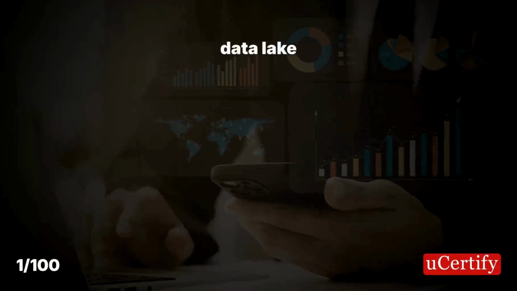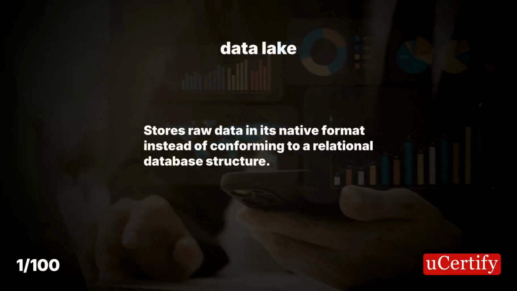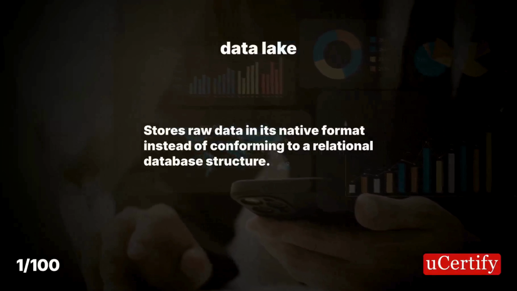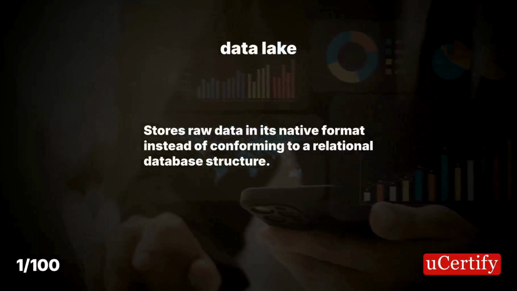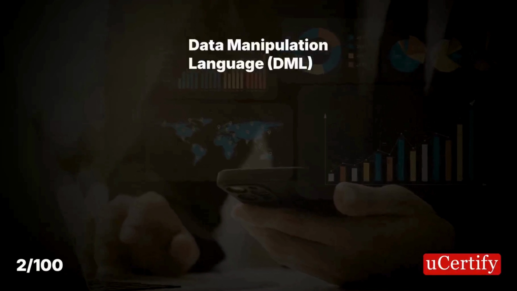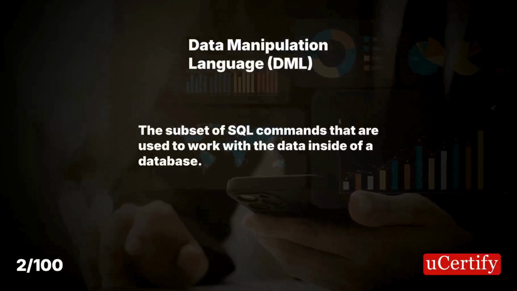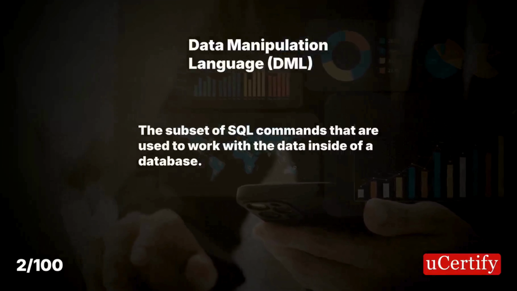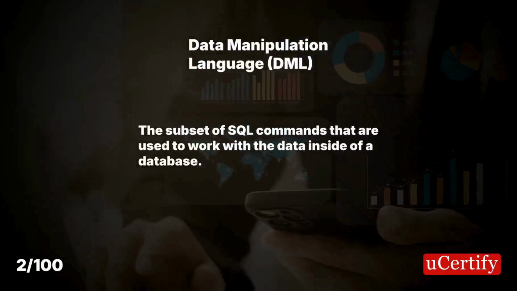Term: data lake. Definition: stores raw data in its native format instead of conforming to a relational database structure. Term: data manipulation language, DML. Definition: the subset of SQL commands that are used to work with the data inside of a database.